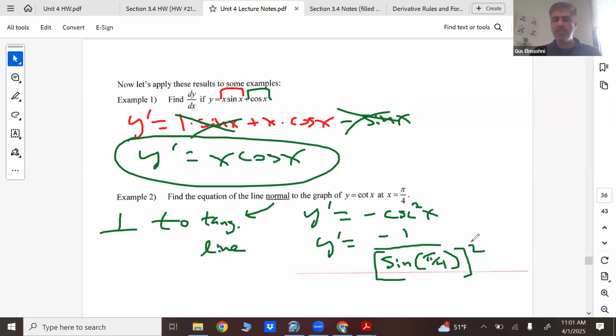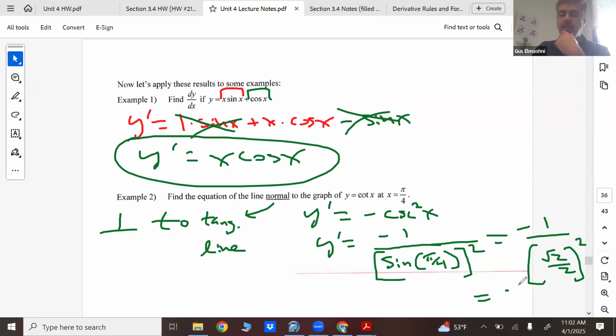If it helps, you could do that. You know cosecant is 1 over sine. You're plugging in pi over 4, you're squaring. Do you guys remember sine of pi over 4? Root 2 over 2. Yeah, good. So that's negative 1 over root 2 over 2 squared. What happens if I square root 2 over 2? Just 2/4. Yep.